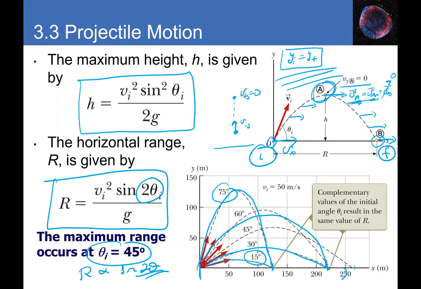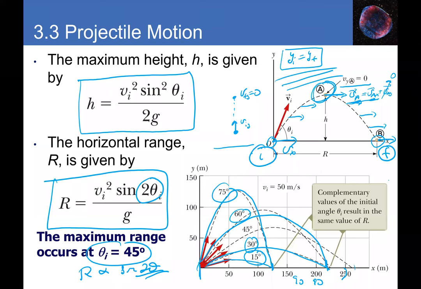15 and 75, you combine together, you get 90. 30 and 60 combined together, you get 90. You guys remember what we call those, where the sum is 90? We call those complementary angles, right? So their sum gives you 90 degrees.